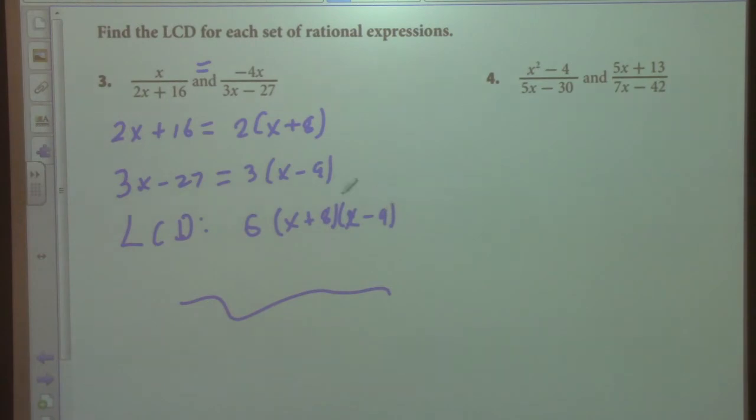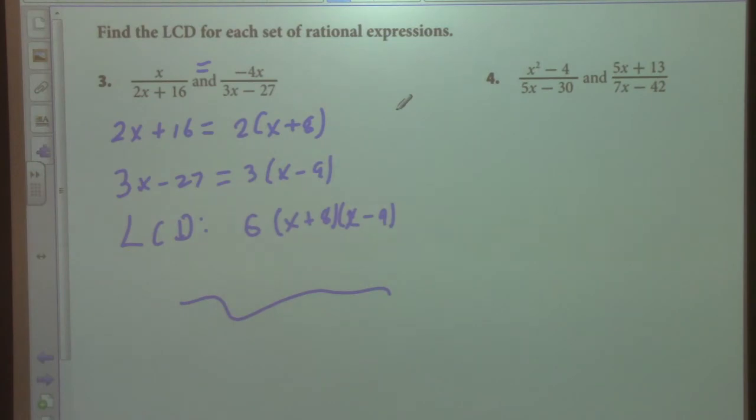And that means when we multiply these fractions on either side by this, we're going to clear everything out of the denominator so that we'll be able to solve the problem using a linear equation or possibly a quadratic equation.